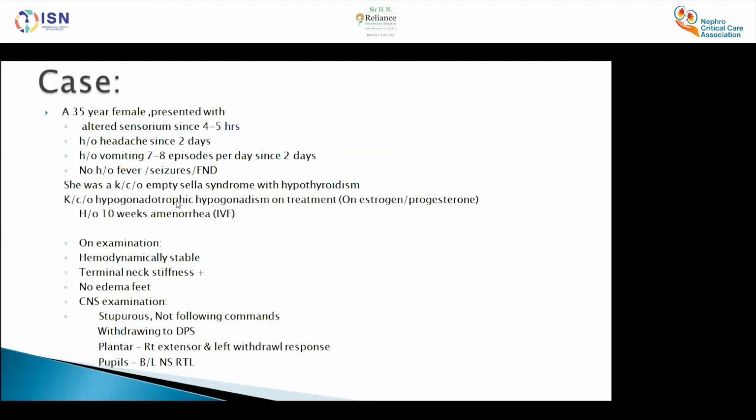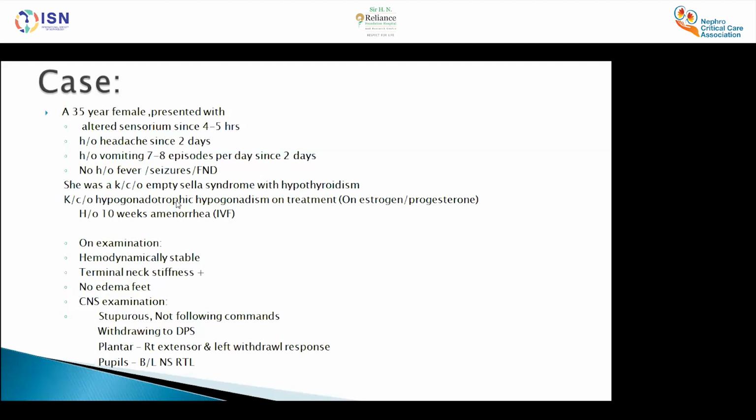She was a known case of empty sella syndrome since 2 to 3 years with hypothyroidism on thyroid supplementation, secondary to empty sella syndrome. She was a case of hypogonadotropic hypogonadism on treatment with estrogen and progesterone for fertility, and this time she conceived with in vitro fertilization, and was 10 weeks gestational age.